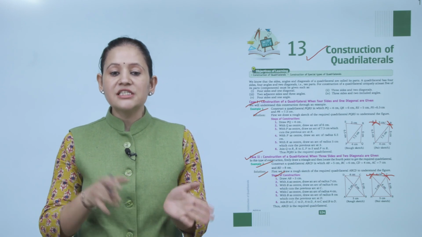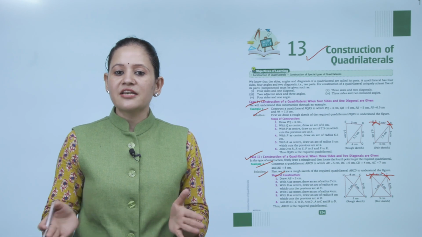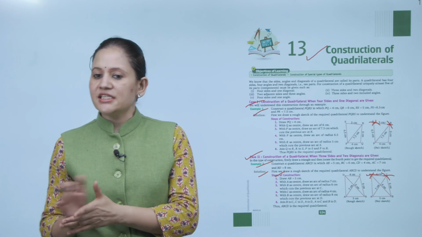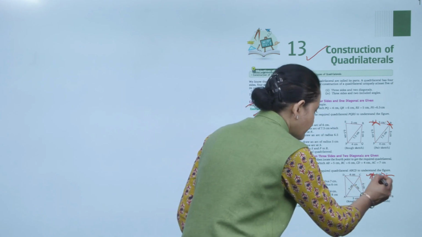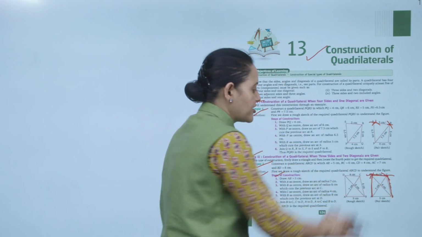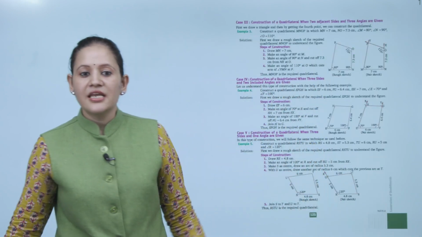Now, join B to C, C to D, A to D, A to C and B to D. That is our required quadrilateral ABCD. Clear? We will join them in this way. So, this is our required quadrilateral ABCD.